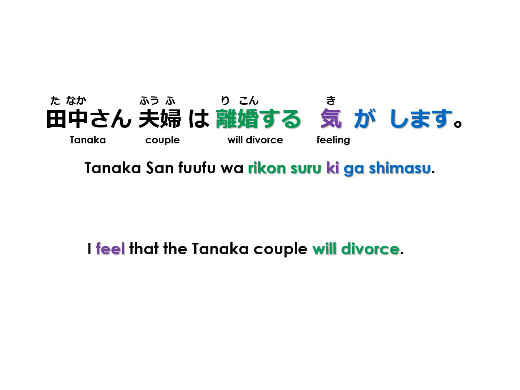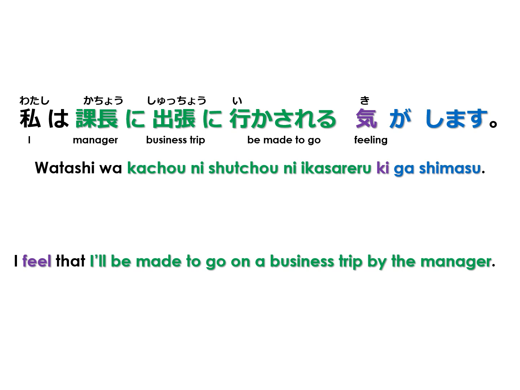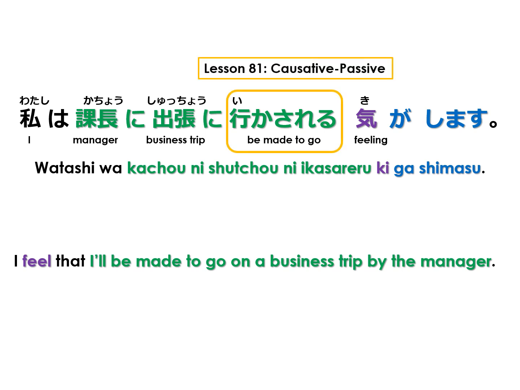私は課長に主張に生かされる気がします. I feel like I'll be made to go on a business trip by my manager. 生かされる is the causative passive form of 行く to go, and it means be forced to go. You can review the causative passive conjugation in lesson 81.